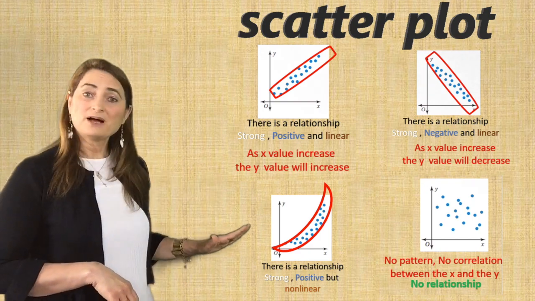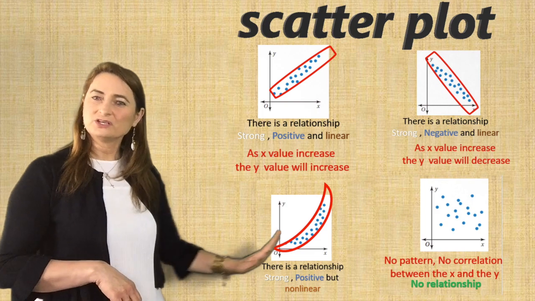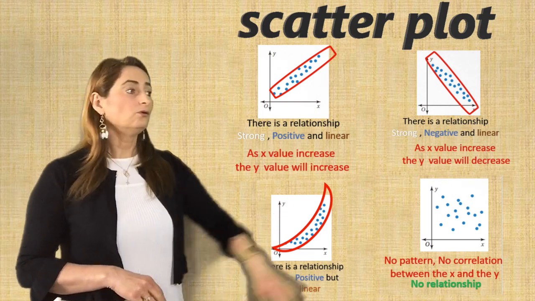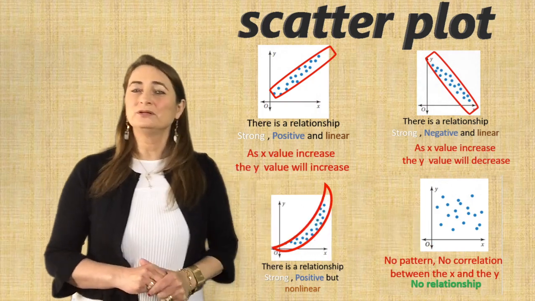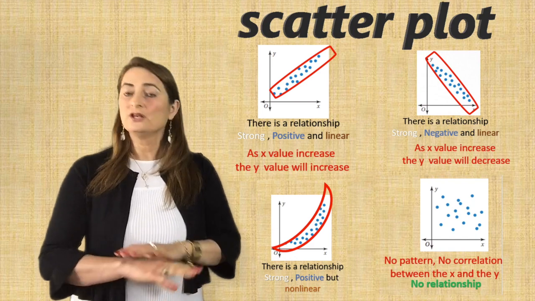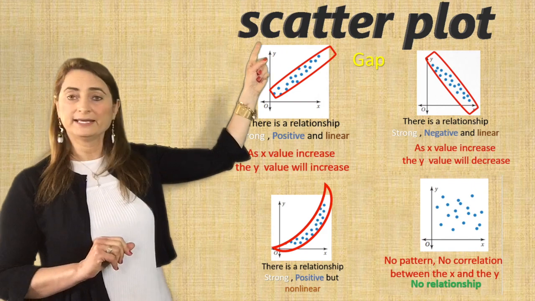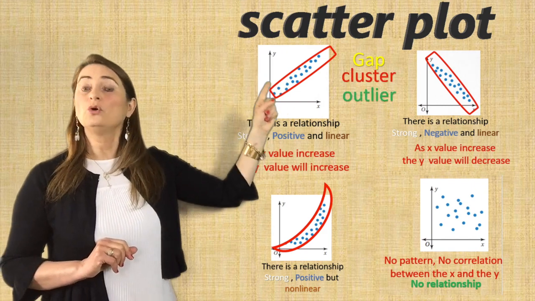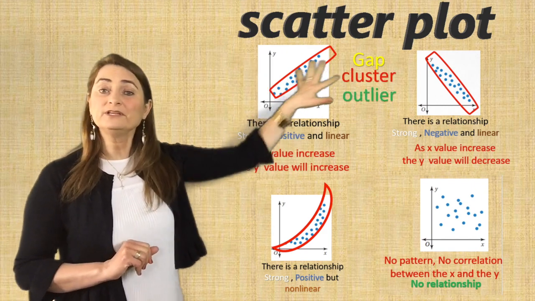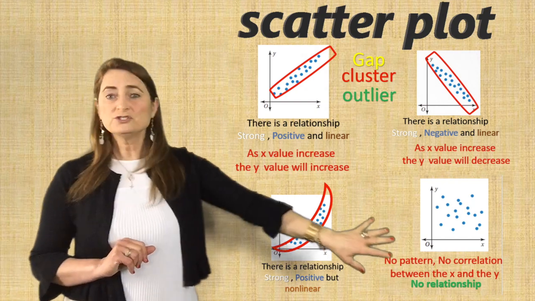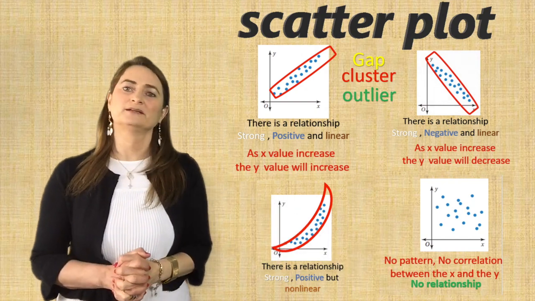Or it could be positive but nonlinear because it curves somehow. Or the last example, when the dots are scattered everywhere, there is no relationship. Keep in mind, you can talk about a gap, a cluster, or an outlier only if there is a relationship. If there is no relationship, you can't talk about that.